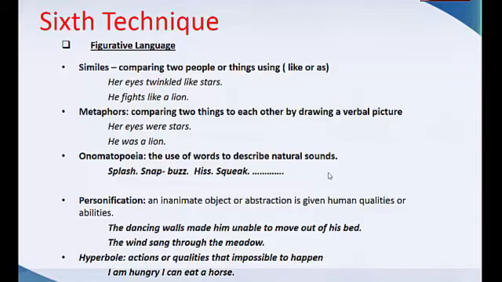Personification, an inanimate object or abstraction is given human qualities or abilities. The dancing walls made him unable to move out of his bed. The wind sang through the meadow. Hyperbole is an action or quality that is impossible to happen. I am hungry, I can eat a horse. And of course, nobody can eat a horse.